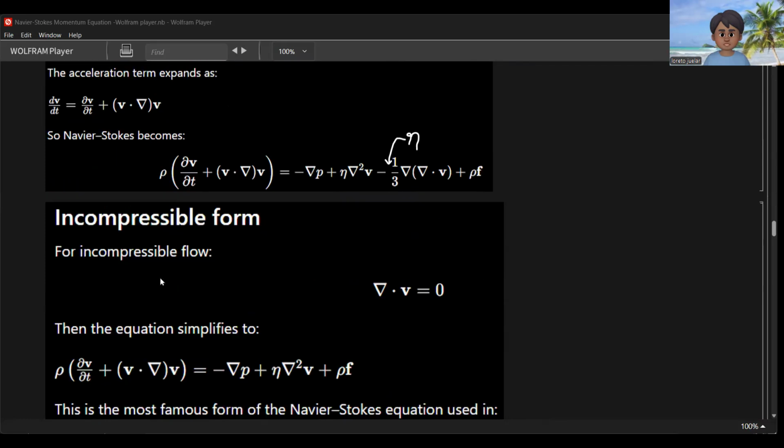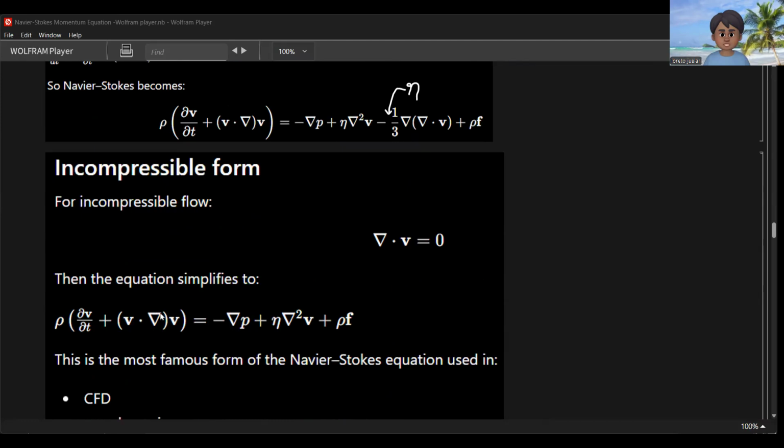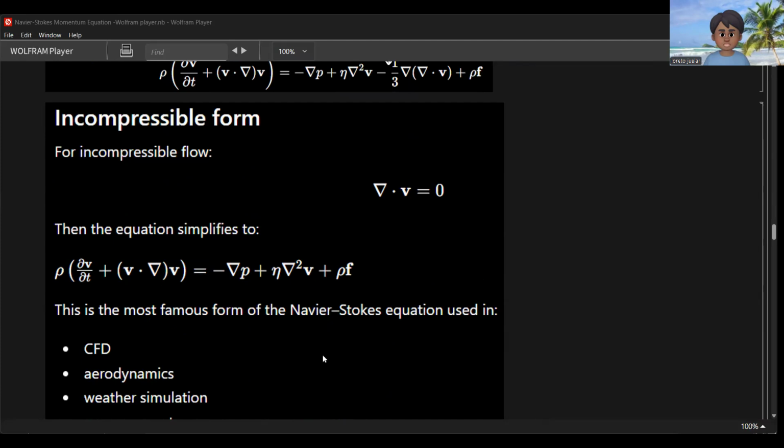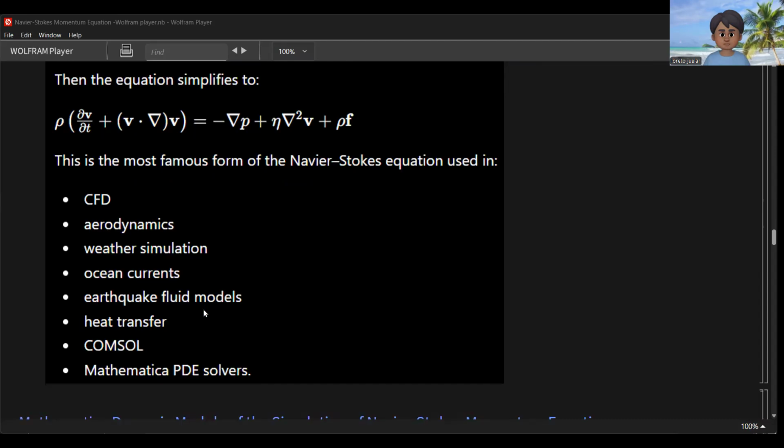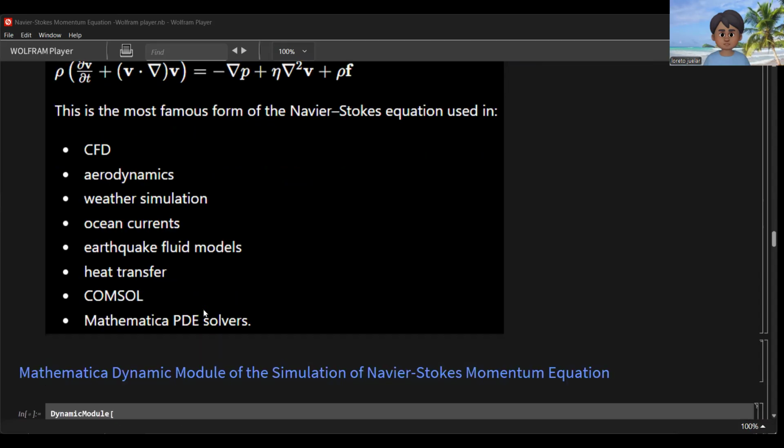Now for the incompressible form, let's again review. The divergence is equal to zero here, then the equation simplifies to this. This is the most famous form of the Navier-Stokes equation. It is used in CFD, fluid dynamics, aerodynamics, weather simulations, ocean currents, earthquake fluid models, and heat transfer.